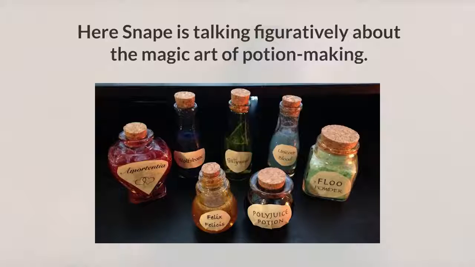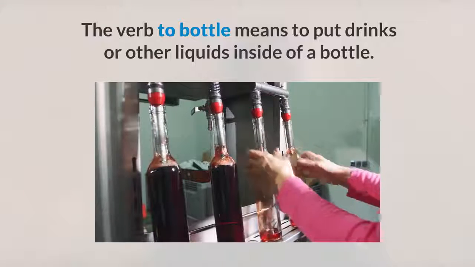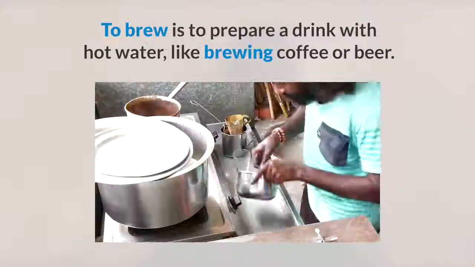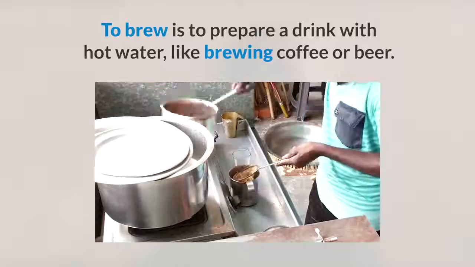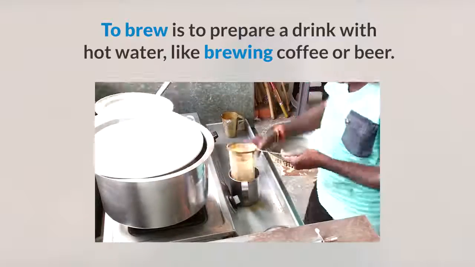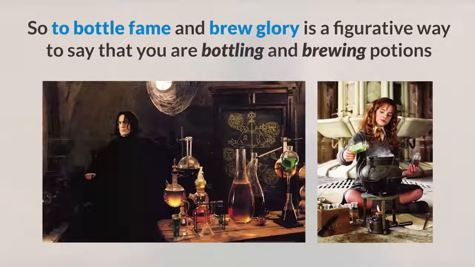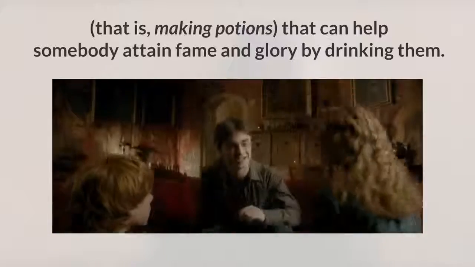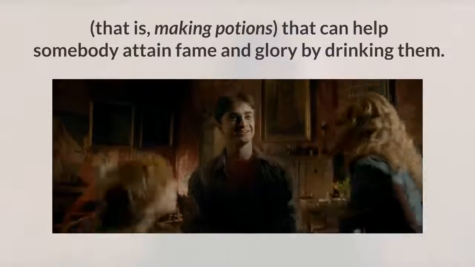Here, Snape is talking figuratively about the magic art of potion making. The verb to bottle means to put drinks or other liquids inside of a bottle. To brew is to prepare a drink with hot water, like brewing coffee or beer. So, to bottle fame and brew glory is the figurative way to say that you are bottling and brewing potions, that is, making potions, that can help somebody attain fame and glory by drinking them.